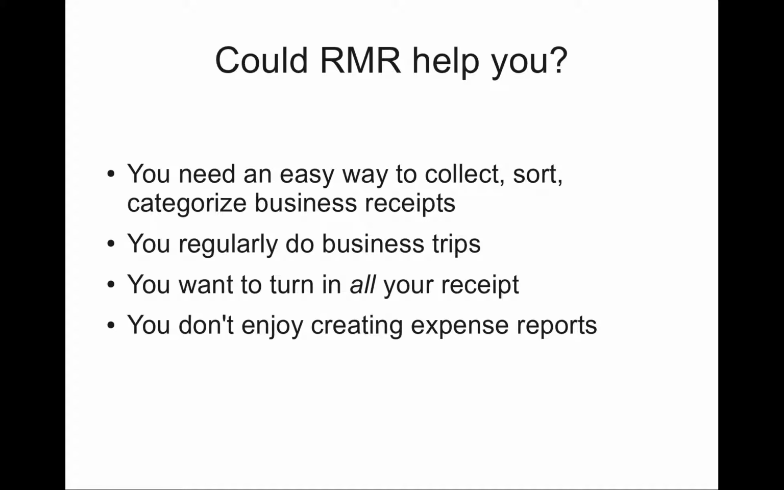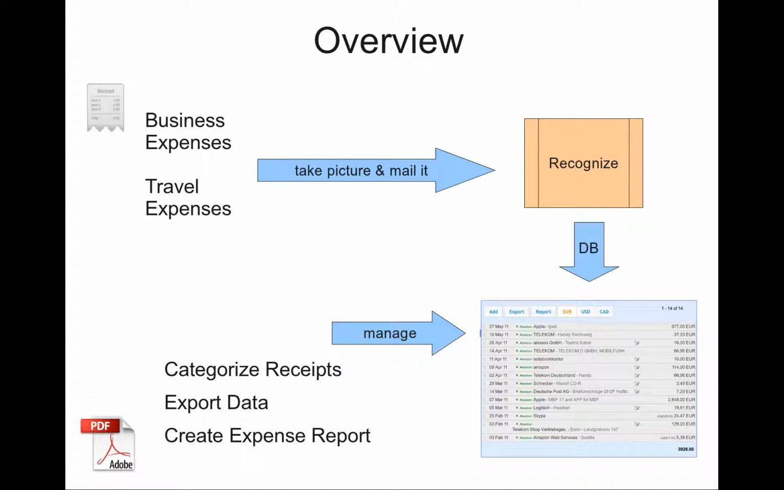Let me give you a technical overview of how it works. A business gets receipts from business expenses or from business trips. The idea is to make a picture of those receipts, for example with your mobile phone, and send it as an email attachment to your personal Read My Receipt email account. As soon as the system gets the email, it helps you to recognize the receipt details like company or restaurant name, the date, total value, and more.